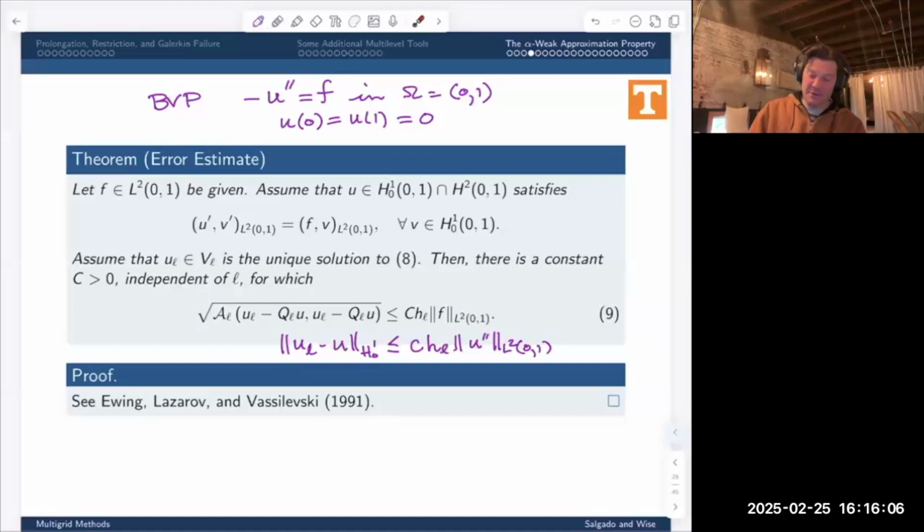That's the same order of accuracy. You just get first order accuracy when you measure the energy norm of the error. So that's about as good as we could expect. We can't do any better.